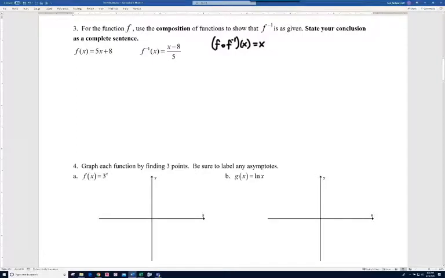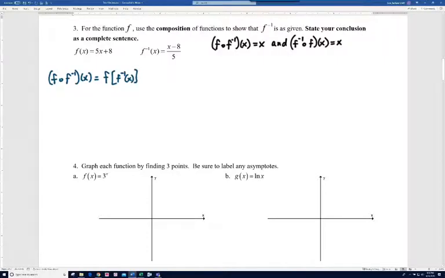You start with an input of x, you get some other output, you plug that into the other function, and you get back to x. And so that's the idea of inverse functions. They undo one another. And similarly, it has to work in the other order. And so that's what we have to do here, is show that in both cases we're going to get x as our output.